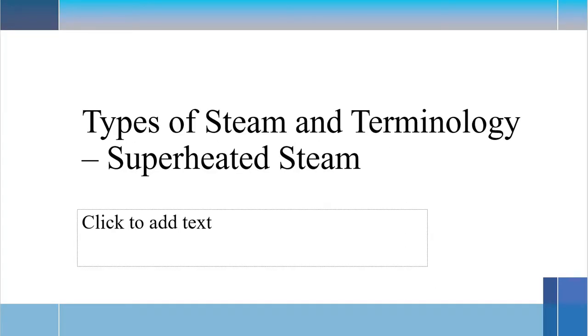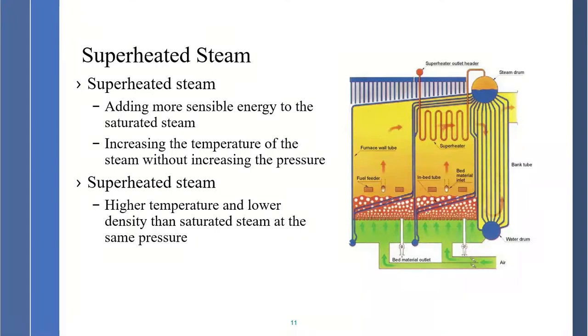The next one is superheated steam. So we produce superheated steam. We take the saturated steam, which is off of this drum here, and we put it through this bank of coils or tubes inside the boiler here, give it more sensible energy, and increase the temperature of the steam without increasing the pressure. Remember, increase the temperature of the steam without increasing pressure. Superheated steam has higher temperature and lower density than saturated steam at the same pressure.